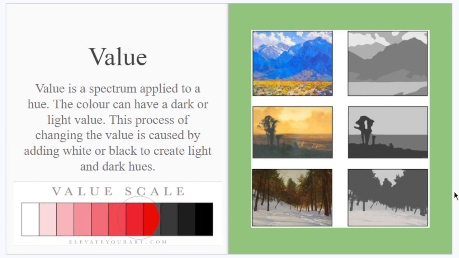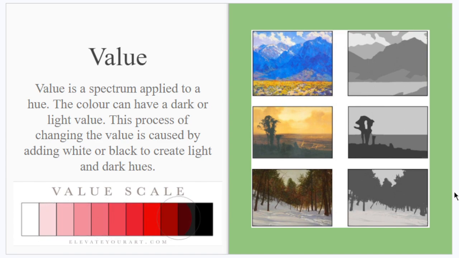So if you were to get rid of the color and it just be black, white, and gray, it would turn into that. Now, if you look down below, there is a value scale, which shows from the lightest possibility of red to the darkest possibility of red. And as the definition said, you can change the color or the value by adding either white or black.